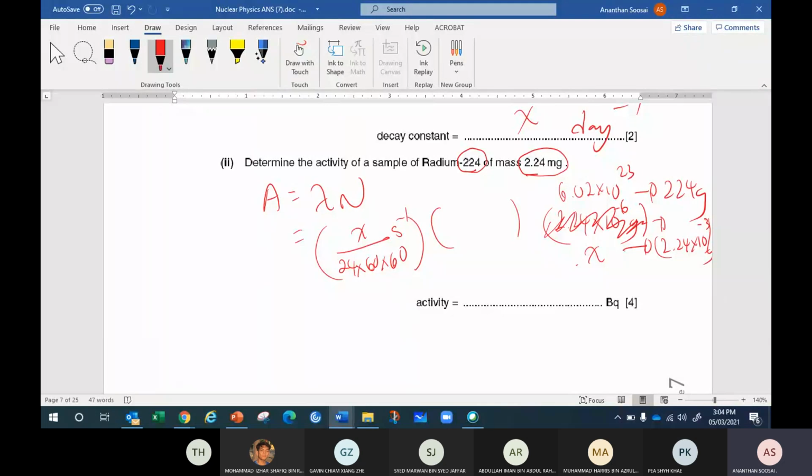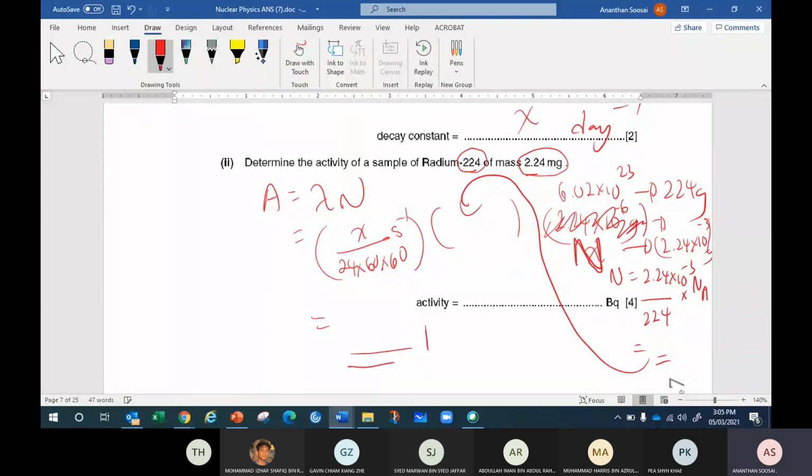Actually, I better put N, since I'm looking for N. So N is 2.24 times 10 to the power negative 3 over 224, times the Avogadro constant. So you get the N, and that N you put here and you get your activity answer, in Becquerel. This is a very problematic equation. Why? Because of lambda. Purposely they give per day up here, and down here you should know you must use lambda as per second. Whenever you use A equals lambda N, be careful.